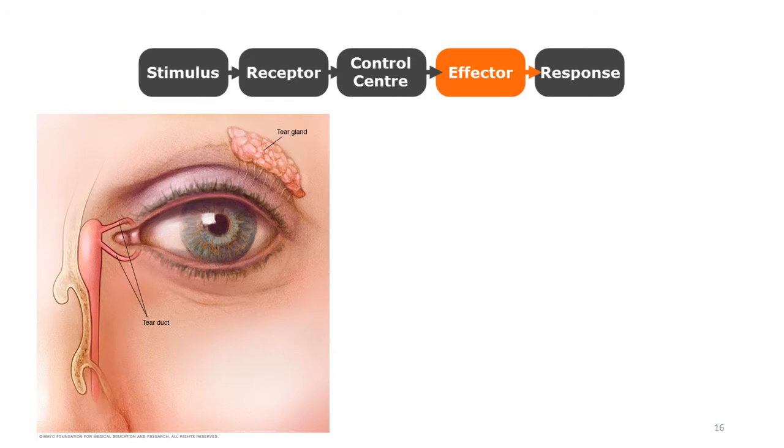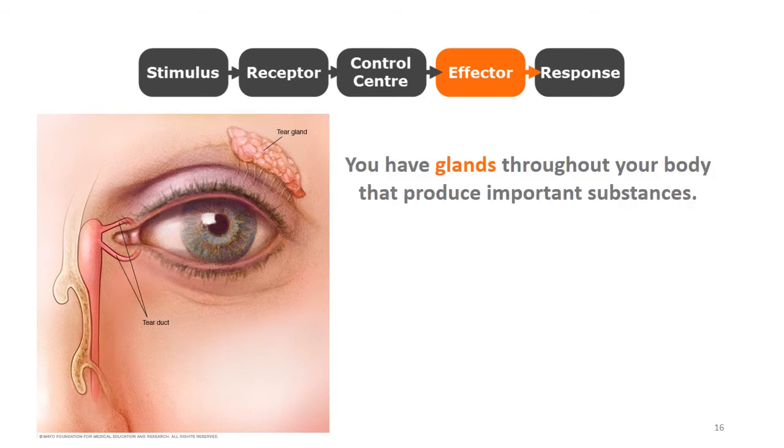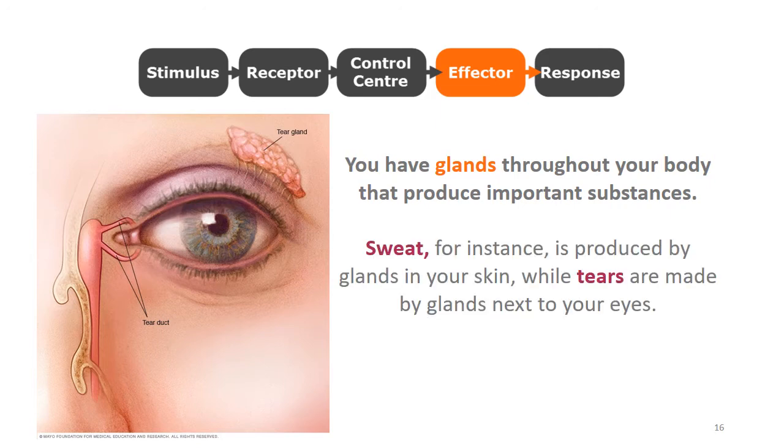This is a diagram of your eye. You have glands throughout your body that produce important substances. Sweat, for instance, is produced by glands in your skin, while tears are made by glands next to your eyes. You can see the tear ducts in the picture and the tear gland above the eye.